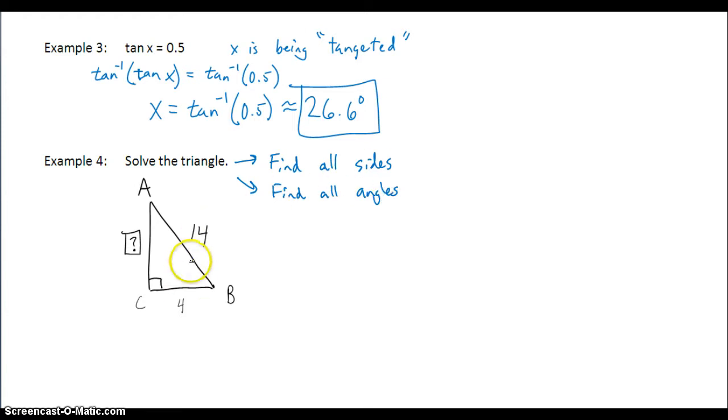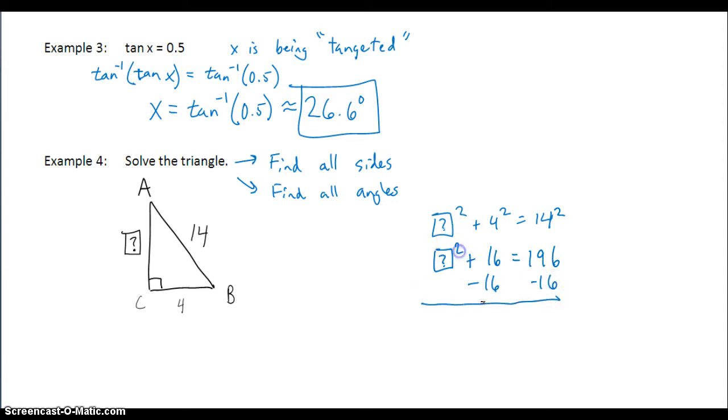Well, to find all sides, I already know two sides. So to figure out this third side, I'm going to use the Pythagorean theorem. Question mark squared plus 16 equals 14 squared is 196 minus 16. Question mark squared equals 180. Take the square root of both sides, and I'm left with question mark equals the square root of 180.